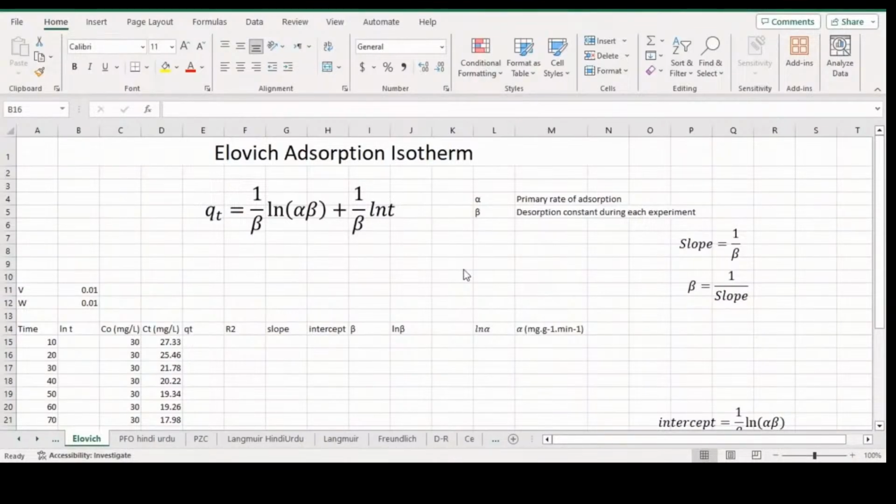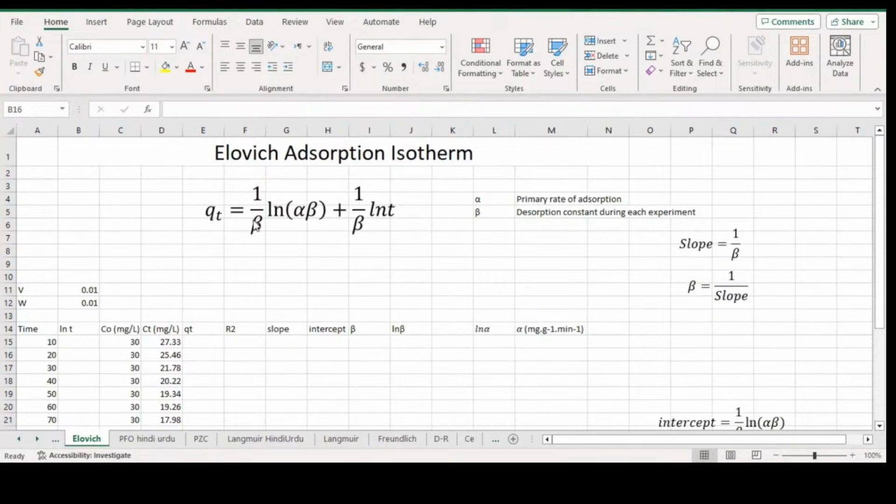Today we will learn about the Elovich adsorption model. The basic assumption of the Elovich adsorption model is to understand the chemisorption nature of the adsorption. And this model helps to predict the mass and surface diffusion. We can say that the Elovich model is used to describe chemical adsorption and is applicable for heterogeneous surfaces. If we want to study heterogeneous surfaces, then this model is applied.